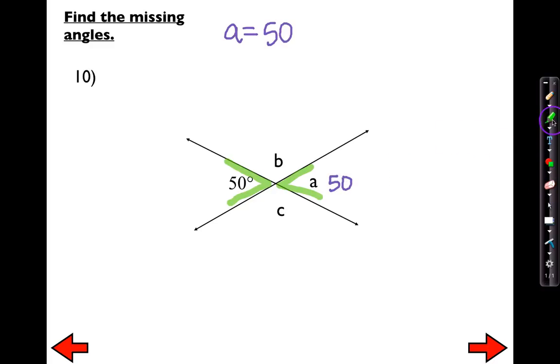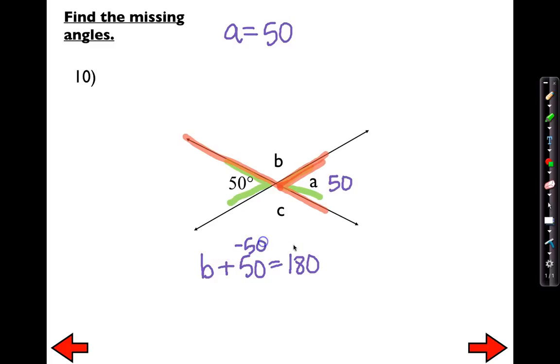Okay, well, the other thing I know is the fact that the measure of angle B plus the measure of angle A, they form this straight line, which means these two angles are supplementary, aka a linear pair. So I'm going to set it up like so. I'm going to say the measurement of angle B plus measurement of angle A, which we already know is 50, is 180. Let's figure out what the measurement of angle B is.